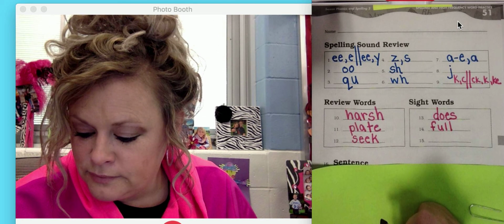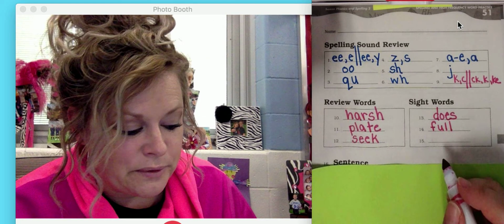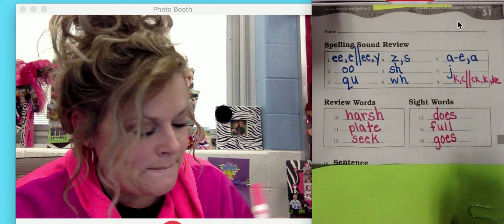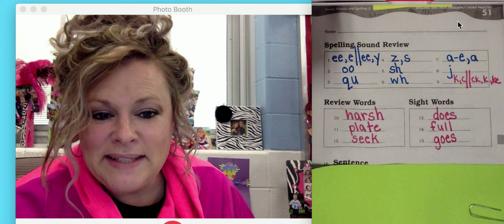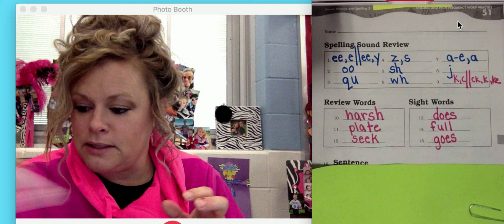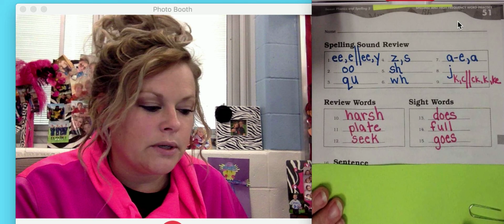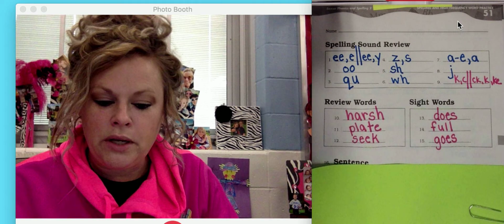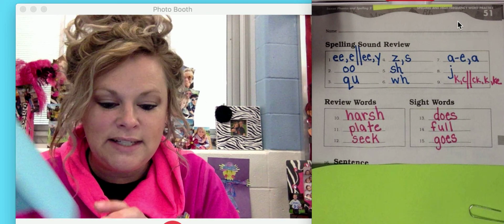And number 15 is goes. Repeat, goes. Go ahead and write it. We're going to skip the dictation sentence for today. We have quite a big one for you tomorrow that includes some quotation marks. So we're going to continue to move on a little bit. We're going to go ahead and focus on the lesson of the day.